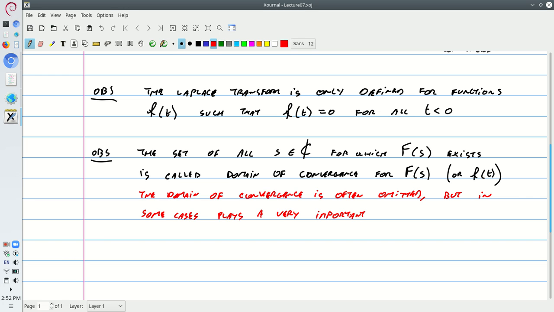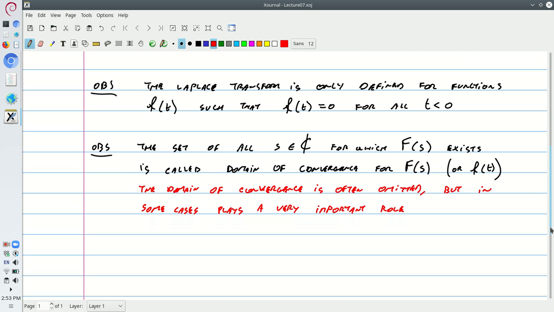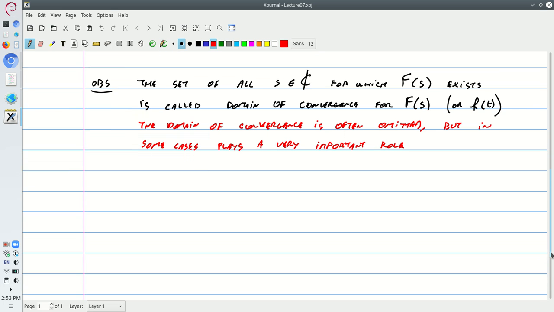Yes, in most situations we can sort of forget that the domain of convergence exists. There is a domain of convergence, but in some cases we have to find out what it is, because otherwise the computations we are going to make don't make any sense. So in some cases it plays a very important role. Okay, so this is the definition. Let's start computing the Laplace transform of some functions that are easy to compute. At least let's start with some simple cases and let's try to see what the Laplace transform of certain functions is.